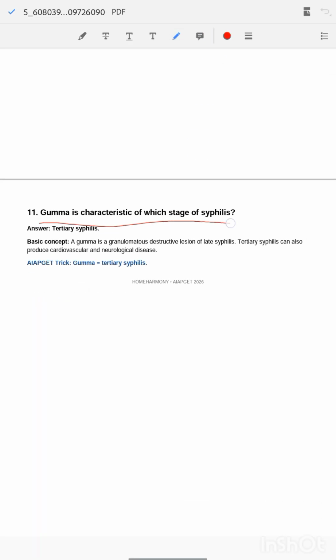Gumma is characteristic of which stage of syphilis? Gumma is characteristic of tertiary stage of syphilis. What is gumma? Gumma is a granulomatous destructive lesion of late syphilis.